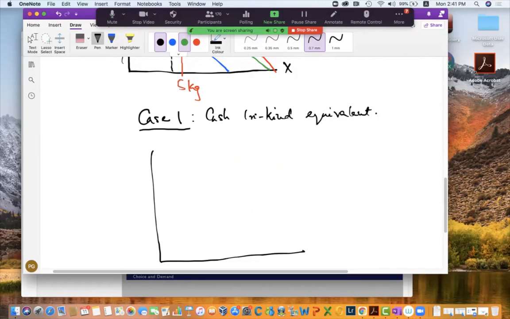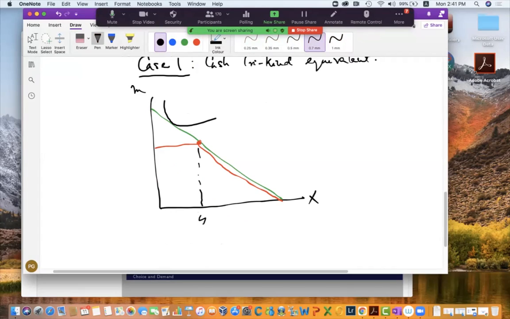Here, under the cash program, you have a green budget line. Under the in-kind program, you have a kinked budget line like this, right? This is the point of the kink. And under the green budget line, suppose the point of tangency was here. So this corresponds to 5 kgs of food. If you gave the household a cash transfer, then maybe they would on their own consume 3 kgs, let's say, less than 5 kgs. Okay.